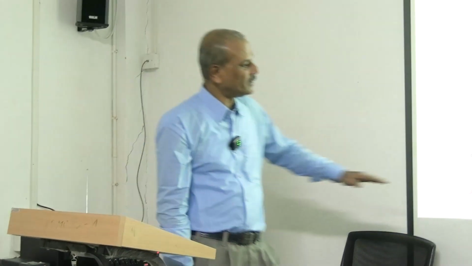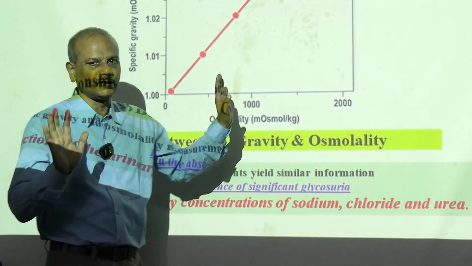So osmolality basically determines the actual molecular concentration. This is a mass concentration. If there is a high specific gravity and no glycosuria, meaning in diabetes the common abnormality we see is blood sugar, that urine sugar. If there is no sugar and you find the specific gravity is very high, that means the concentration of either sodium chloride or urea is very high.